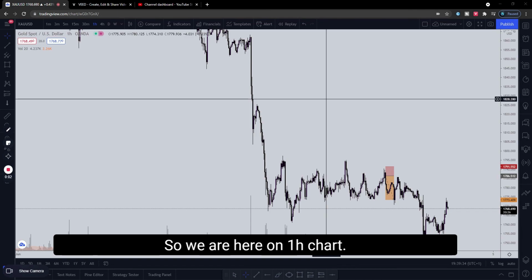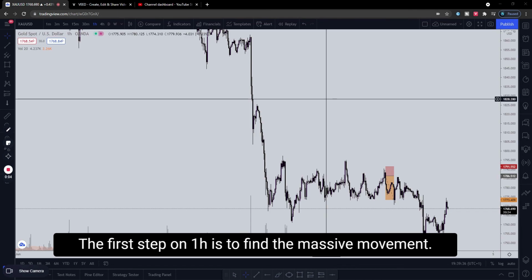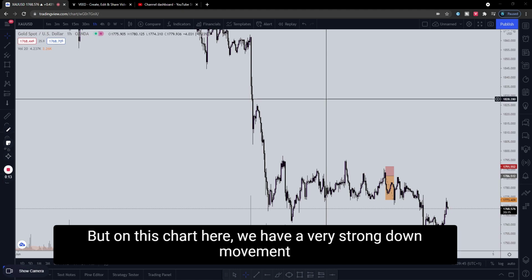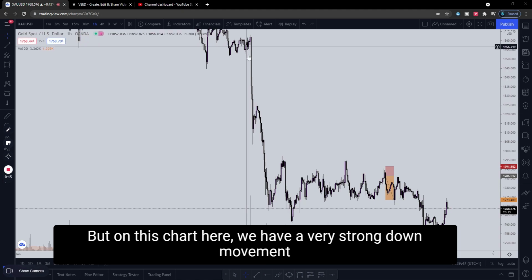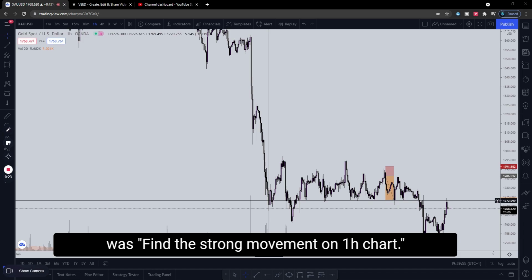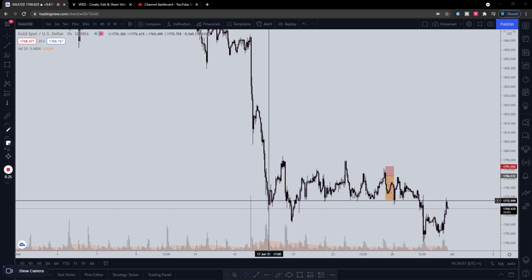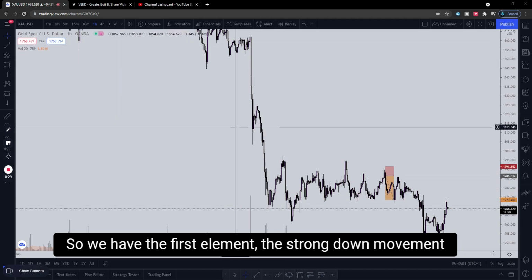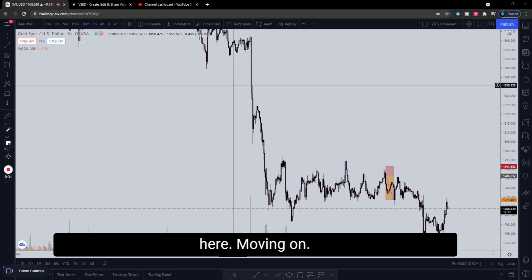So we are here on 1 hour chart. The first step on 1 hour is to find the massive movement. It can be a buy movement or it can be a sell movement. But on this chart here, we have a very strong down movement here. So we have our first element of the strategy, which was find the strong movement on 1 hour chart. So we have the first element, the strong down movement here.